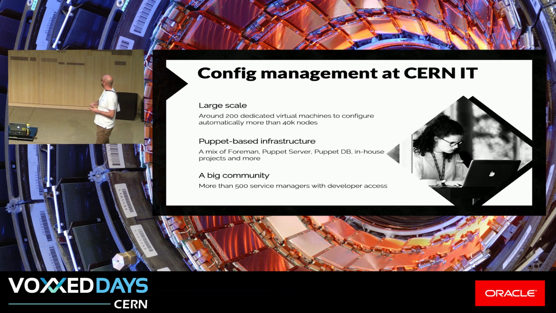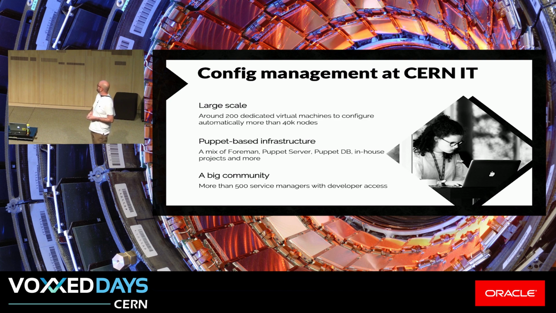So I'm going to talk about config management. CERN is a big organization. Our section manages the configuration for approximately 40,000 nodes, and for doing that, we have an infrastructure with around 200 dedicated servers. On those servers, we run Puppet. Puppet is an open source solution that allows us to use a declarative language to specify the configuration of all our machines. And we have been using the community version since 2013.